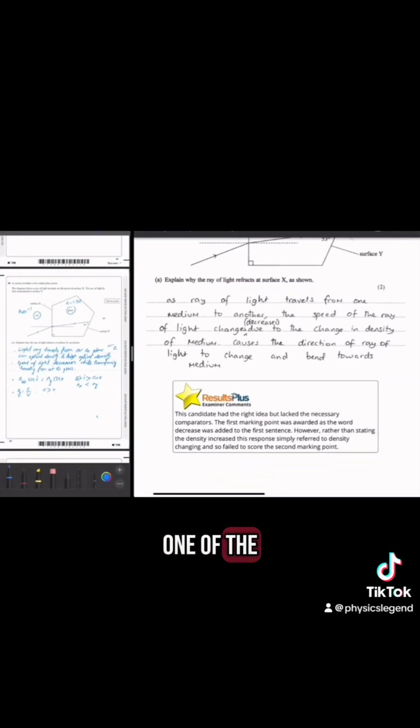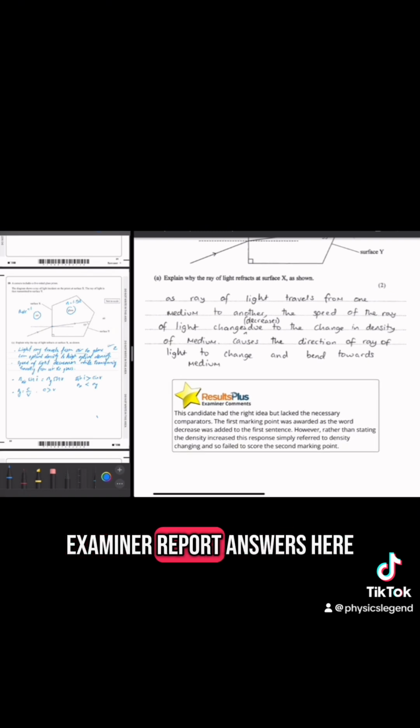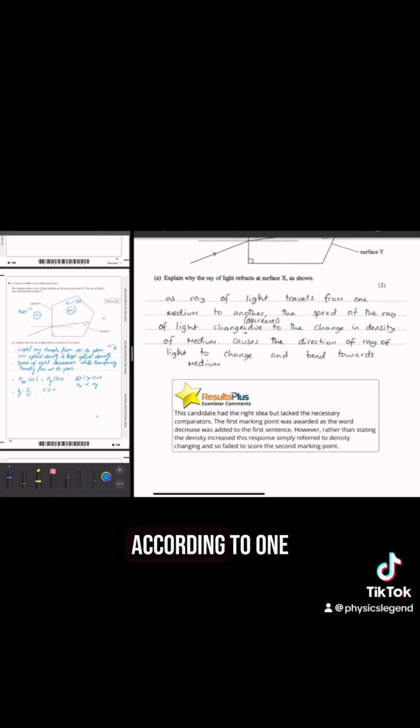One of the students' answers in the examiner report says: as a ray of light travels from one medium to another, the speed of the ray of light changes or decreases due to the change in density. The second line is quite accepted, but the examiner is not happy with the words change in density. He should say that the optical density increases when the light travels from the medium, which is air, to the glass, and causes the direction of the ray of light to change and bend.